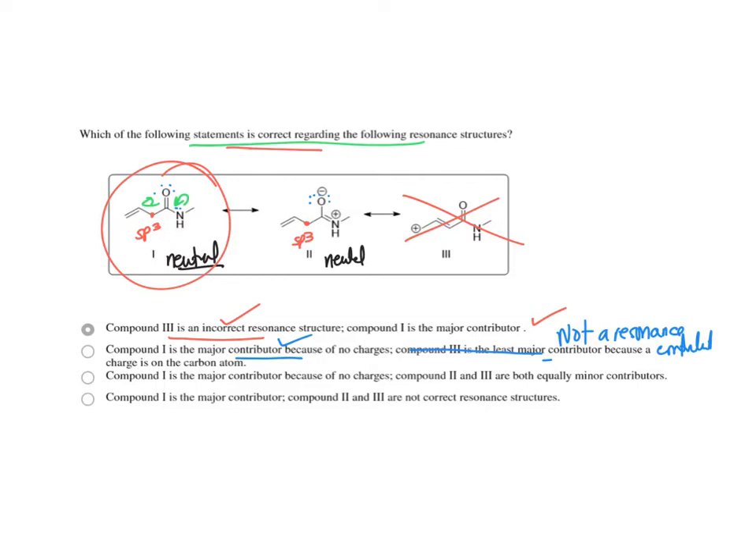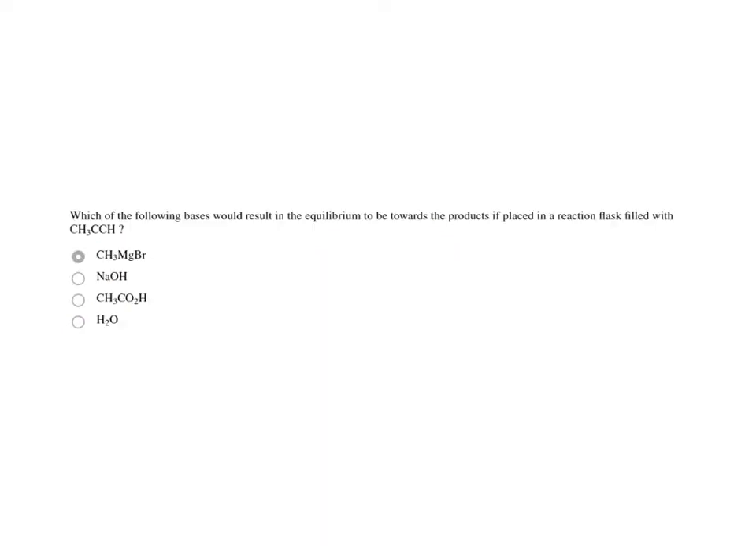Okay, so compound 1 is the major contributor. Okay, we agree with that because of no charges. Compound 2 and 3 are both equally minor. No, 3 is not a contributor. Compound 1 is the major contributor, okay. Compound 2 and 3 are not correct resonance structures. Is compound 2 a correct resonance structure? So your best answer is the first one.